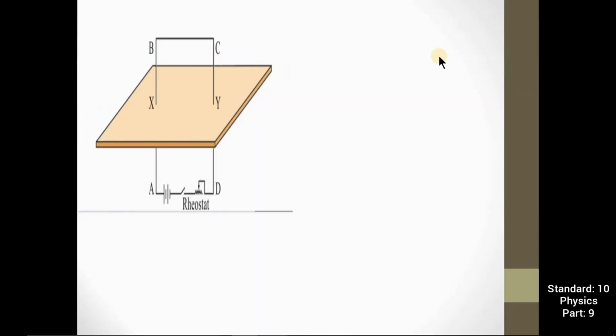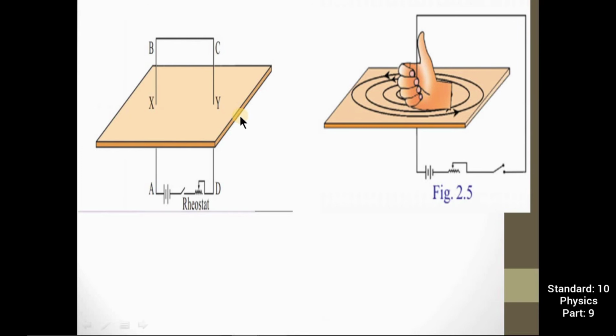Then we have told that we should know about a straight current carrying conductor. In a straight current carrying conductor, the current is flowing from A to B, right? Then how do we know the magnetic field direction? There will be a magnetic field around this current carrying conductor. What is the rule? This is called Maxwell's right hand thumb rule. From A to B, magnetic field lines will be in the anti-clockwise direction.